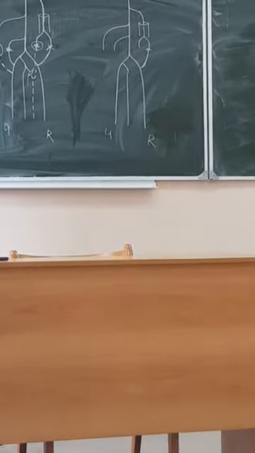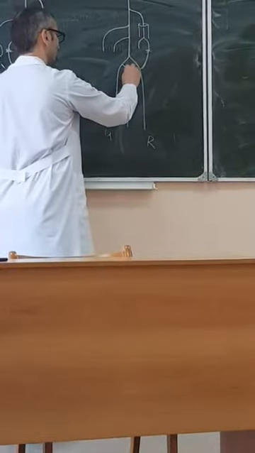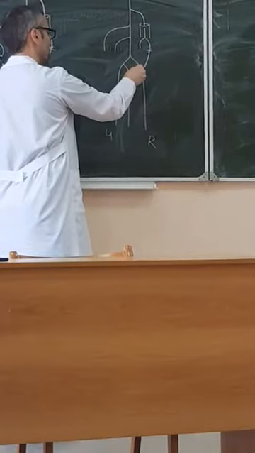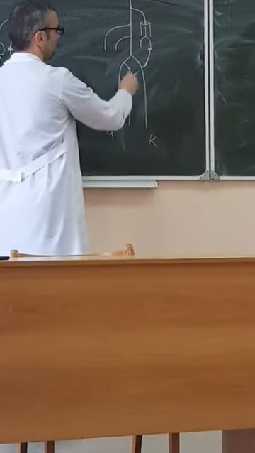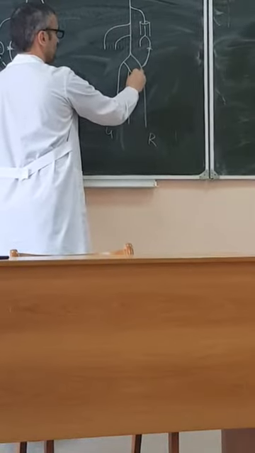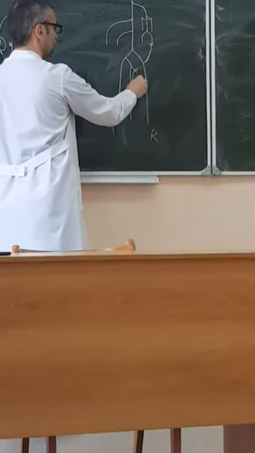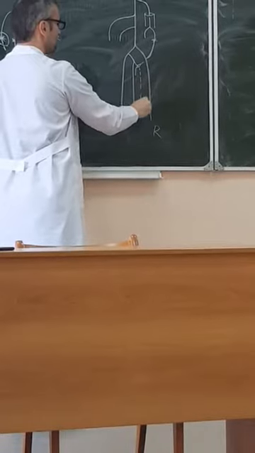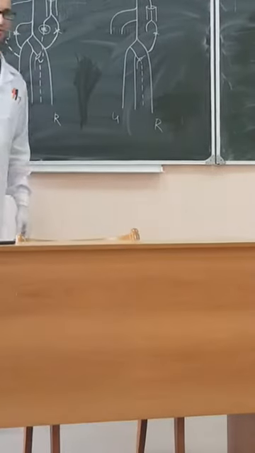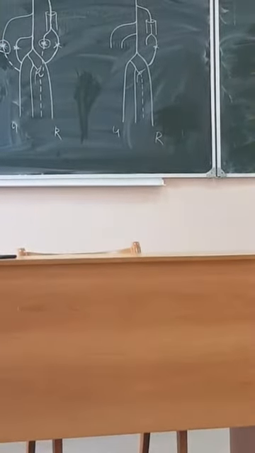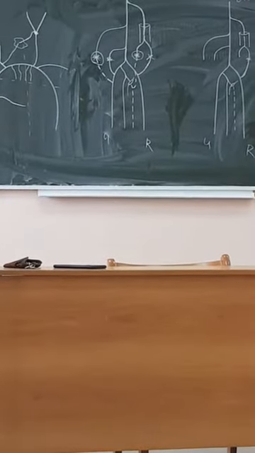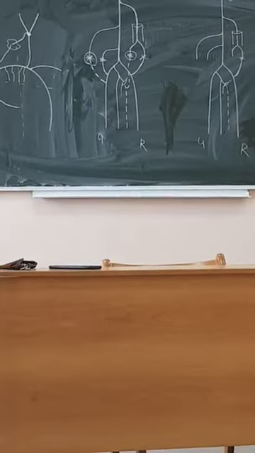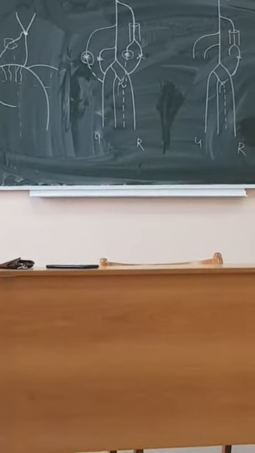And the second branch pierces the interosseous membrane. There is an opening in it, and this artery passes through the opening, and then it descends along the posterior surface of this membrane, which is between two bones. And this artery is called arteria interossea posterior.